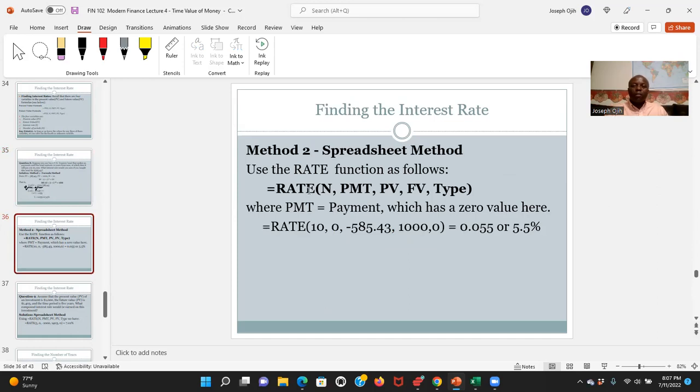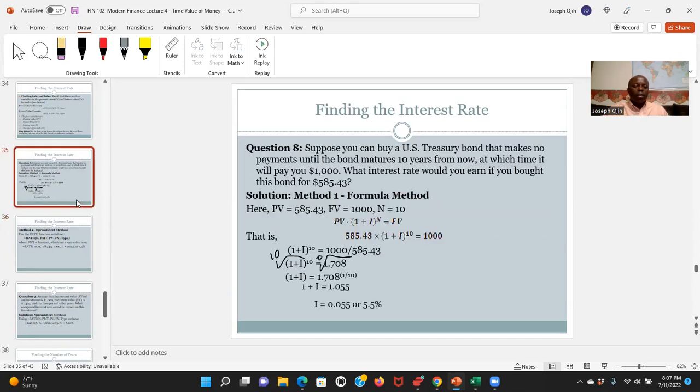We use the rate formula in Excel. This is how it is written: Rate equals number of periods, payment, present value, future value. In our case, the amount you paid is the present value, so PV is 585.43, and what you receive, which is the future value, is $1,000. Payment: there's no payment until it matures, so write 0. I'm writing them down so I can put them in Excel.